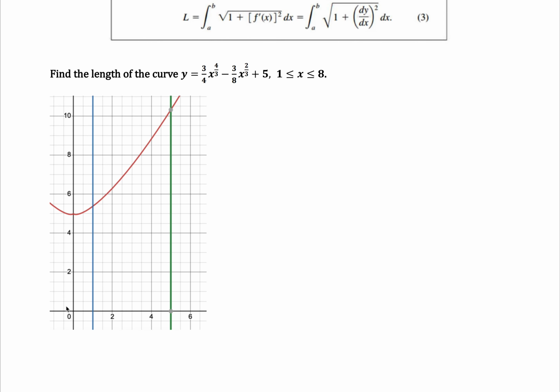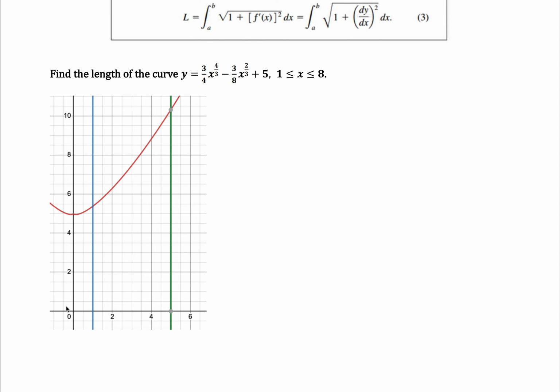We're going to do an example here. Given the curve y equals 3/4 times x to the 4/3 minus 3/8 x to the 2/3 plus 5, we're going to find that length when x is going to go from 1 to 8. And here I have a picture of it. The curve is in red, and then the blue line represents x equals 1, the green line x equals 8. So we're going to just go ahead and use this formula.